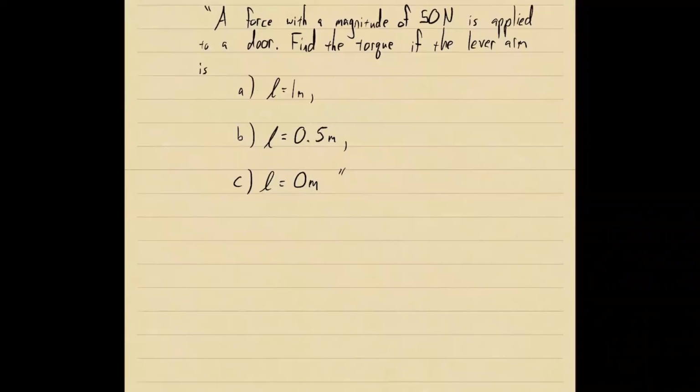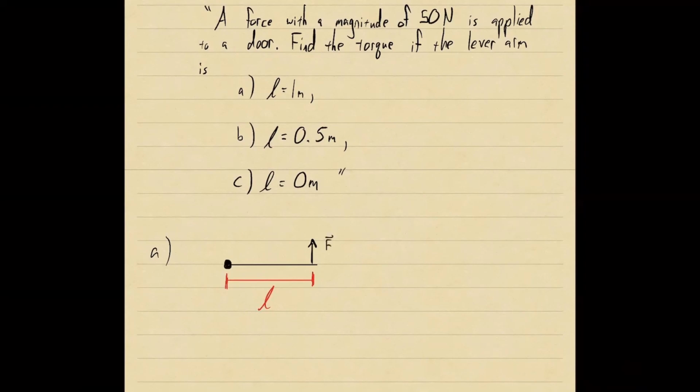Okay, so let's look at part A. We have our axis of rotation, let's call it this thing right here. And we have our door. Let's say that we're pushing on our door with some force F, and the distance from the axis of rotation to where we're applying our force, this whole distance right here, is going to be our value of L.